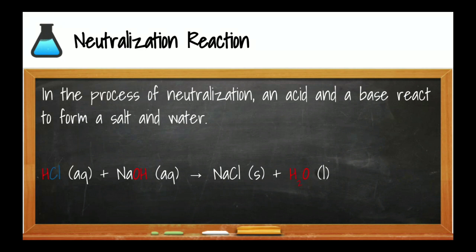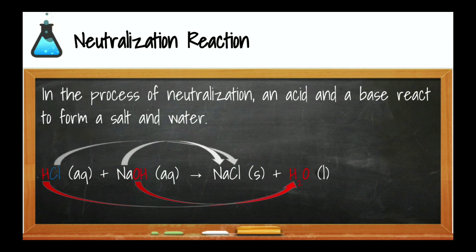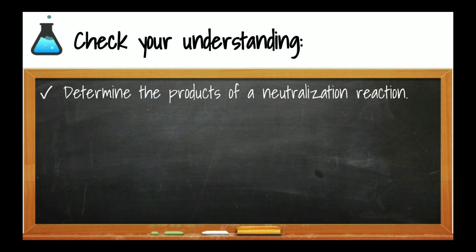In the process of neutralization, an acid and a base react to form salt and water. This is a very special kind of double replacement reaction. You can see that the outside ions come together to make water, and the inside ions come together to make a salt, any ionic compound combined so the total charge is 0. So by now you should be able to determine the products of a neutralization reaction.